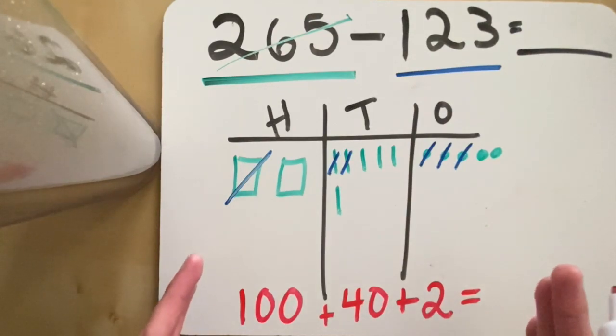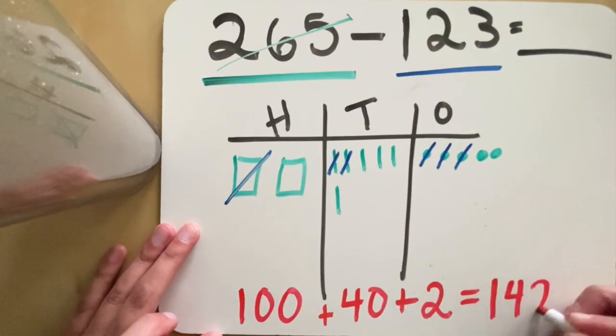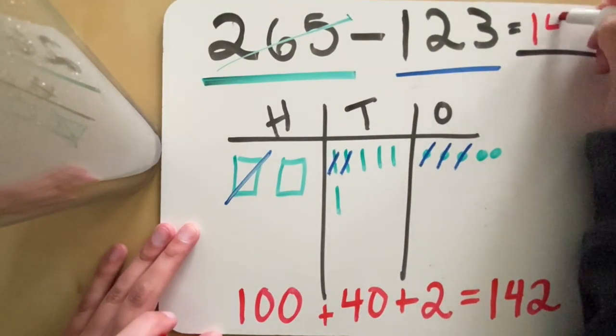Next, we're going to take this expanded number and squish it down together. So we have 142. And that will be our answer.